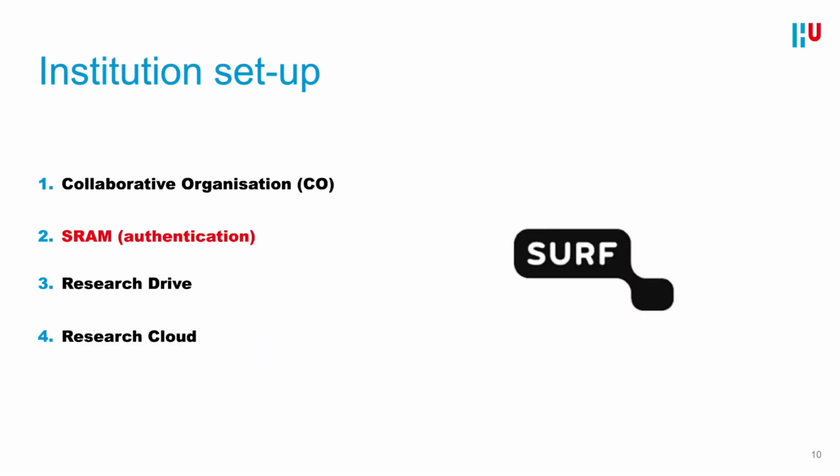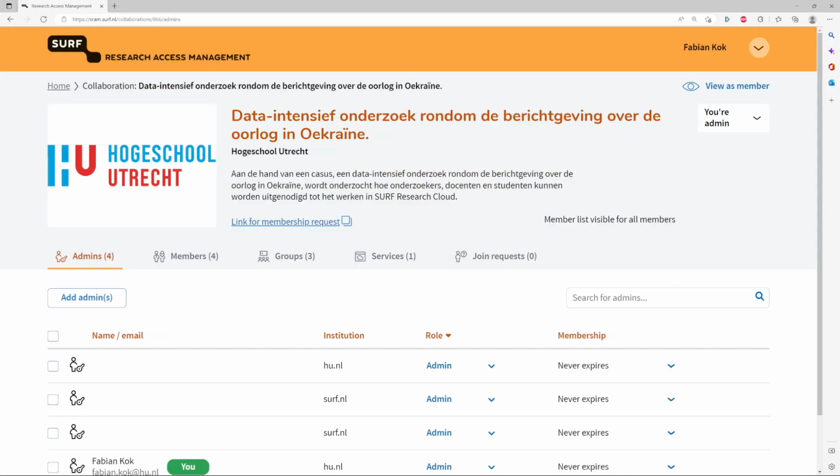Then one of the first points to check is whether you already have access through your institute to SRAM, which stands for Research Access Manager. It's the secure access platform where you will be managing your CO from, so your collaborative organization. It's the place where you'll be adding and/or removing members from your CO, giving admin rights to also invite other people, or revoking those rights if it goes wrong. And I'll just quickly show you the environment itself.